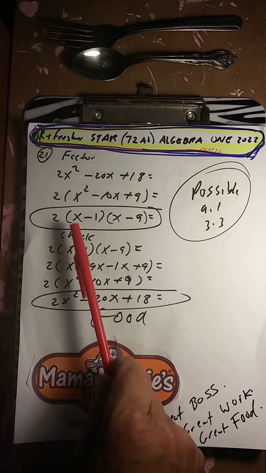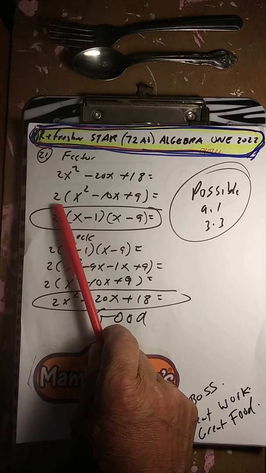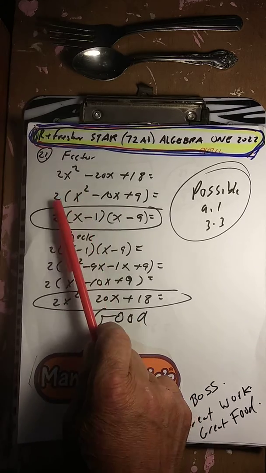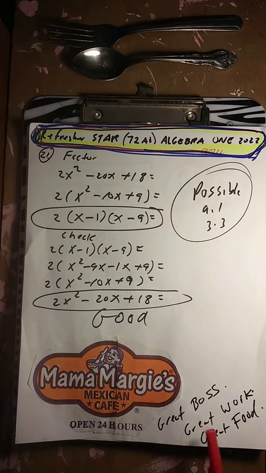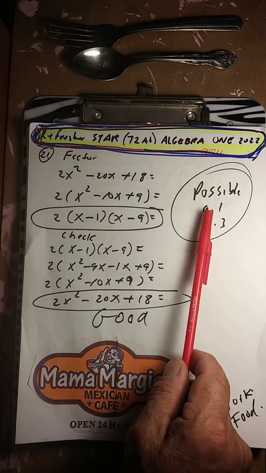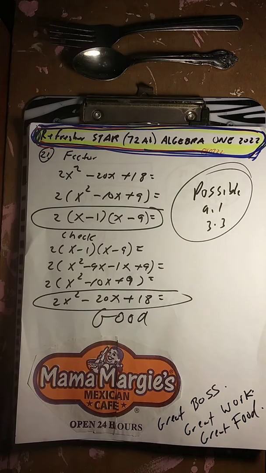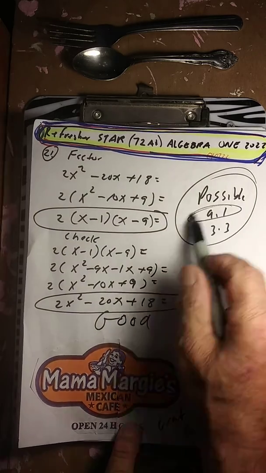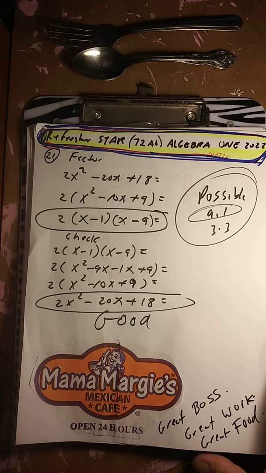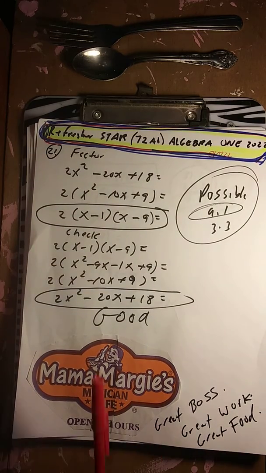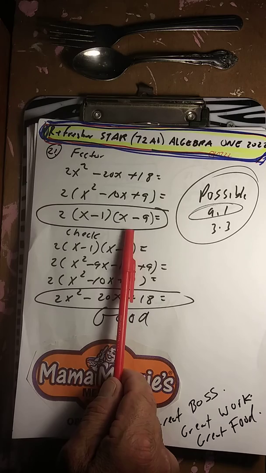To factor this out, first you need to take out the greatest common factor, which is a 2, because 2 times that is that, 2 times 8, 10 is that, and 2 times 9 is 18. Now, from there, we look at the last number. It's 9. So 9 times 1, 3 times 3. We're going to choose 9 and 1 as our possible numbers to work with. Now, from there, let's try that. We say that 2 times x minus 1, x minus 9 works.